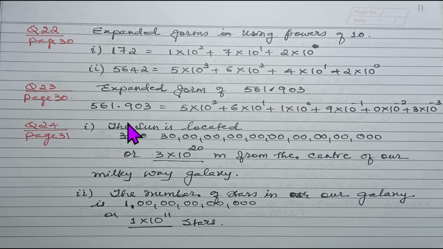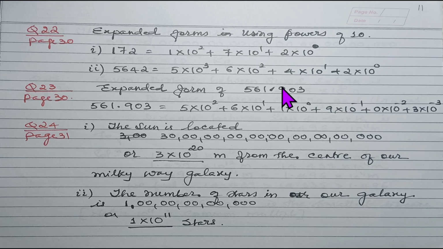Now the expanded form of 561.903. The left side is the integer part, then we have the decimal point, and then we have the decimal part. So now take the integer part first. The integer part will be 1 into 10 to the power 0 plus 6 into 10 to the power 1 plus 5 into 10 to the power 2.